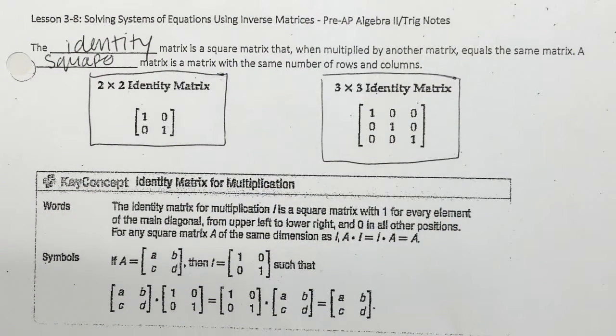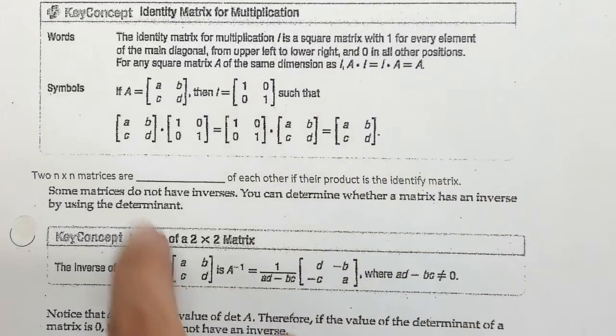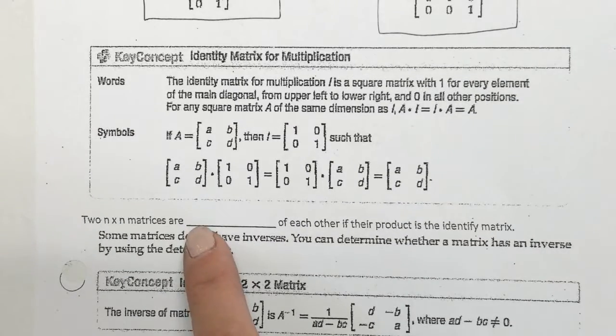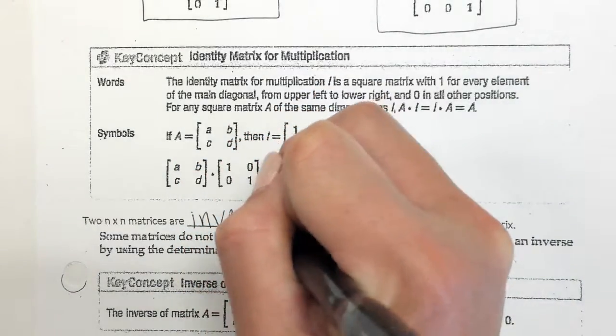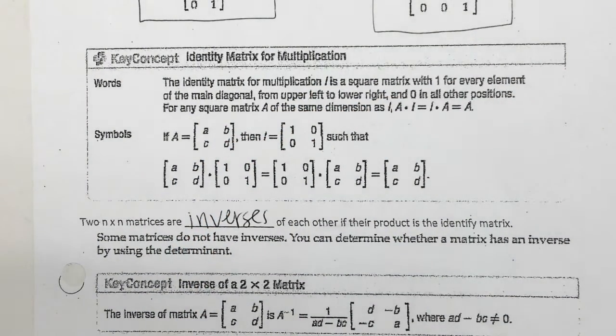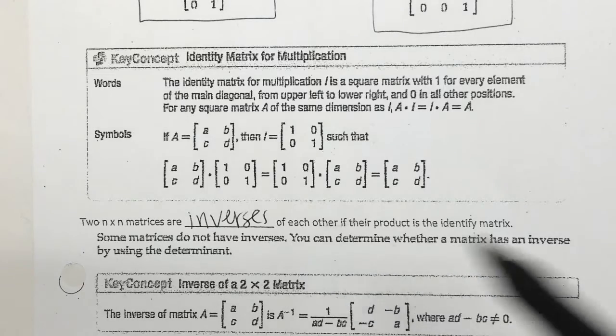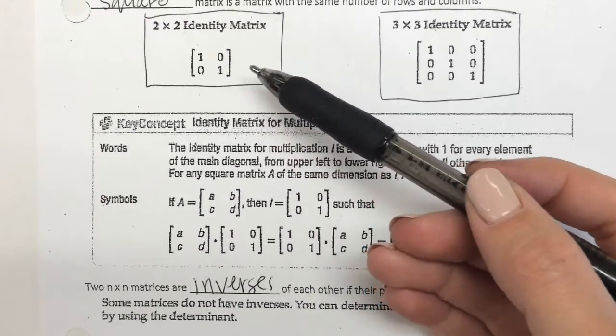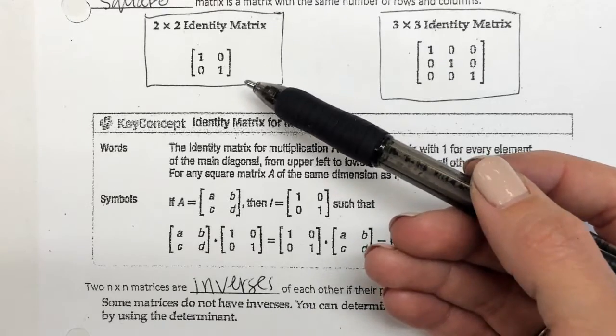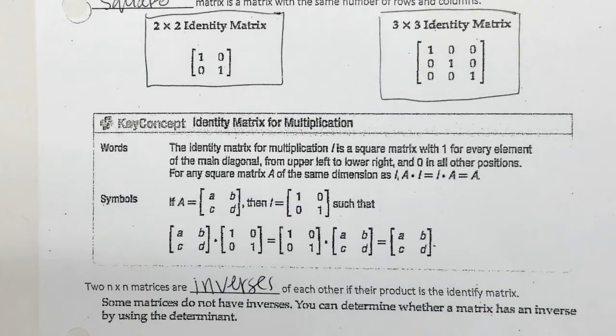Alright, let's see. Skip down to here. Two n by n matrices are inverses of one another. That's what we're going to be doing in 3.8, finding the inverse. If you multiply a matrix and its inverse, you should get the identity matrix if you did it correctly. So that's how you check if you did it right. You multiply your matrix by its inverse, should give you this.